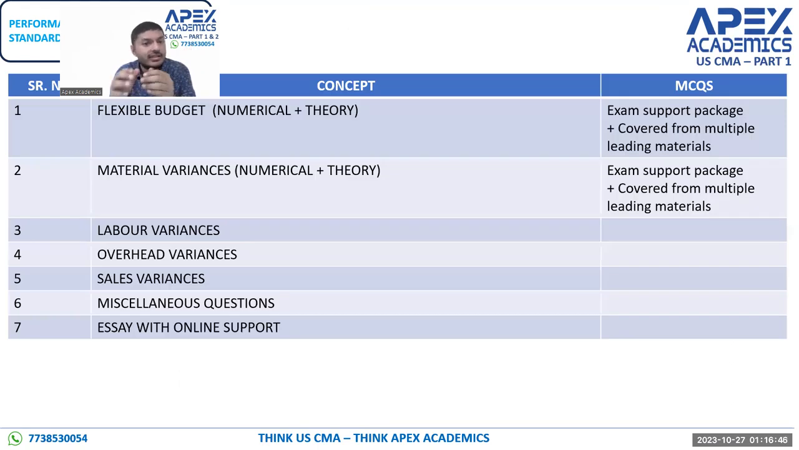So what is it that we are going to cover in our journey over here? We will be covering flexible budget, numerical plus theory when we start doing the MCQs. Material variances questions we will be covering from, of course, multiple leading materials. Then we go to labor, we go to overhead, we go to sales, miscellaneous questions, and essay questions with online support will be covered for the entire chapter.